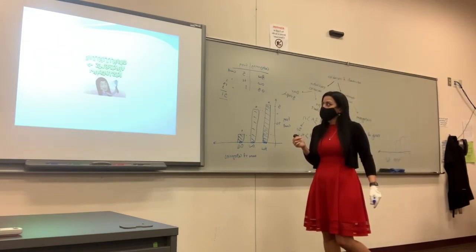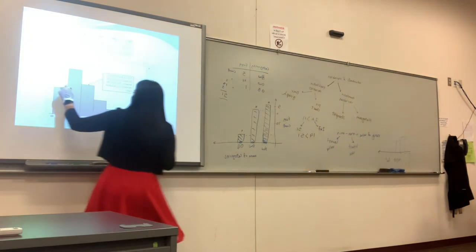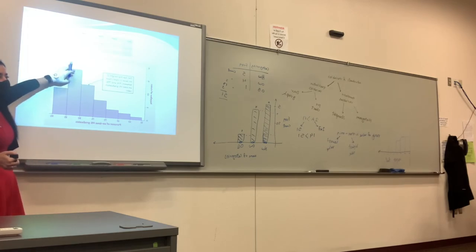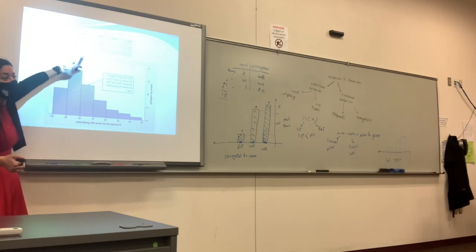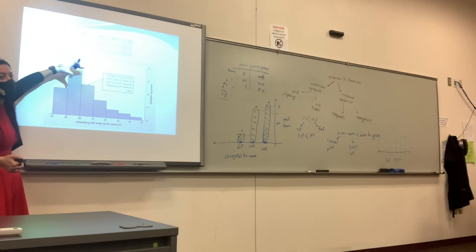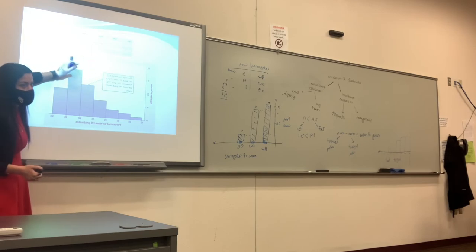Okay. Let's look at this. When I said peak, this one. What this means is there are more individuals that fall in this class interval, right? The highest frequency means the highest class interval is the peak.